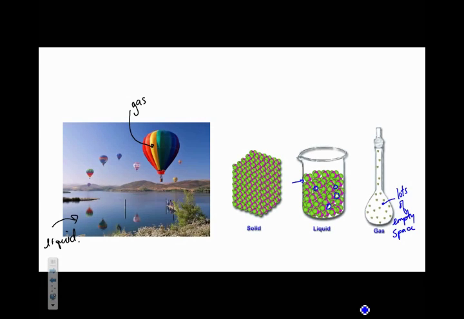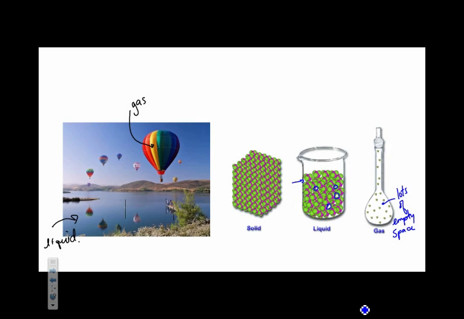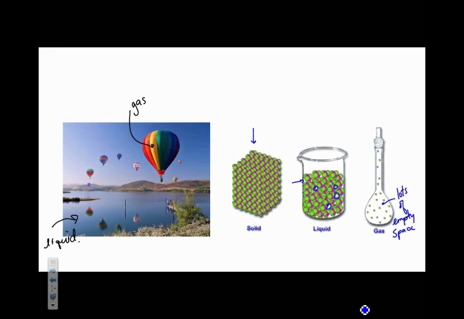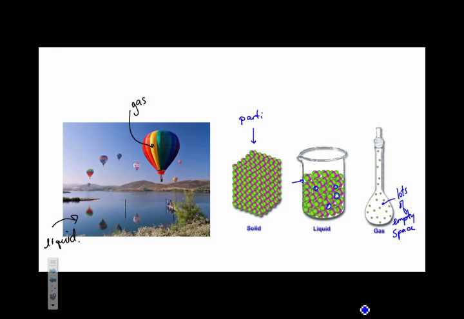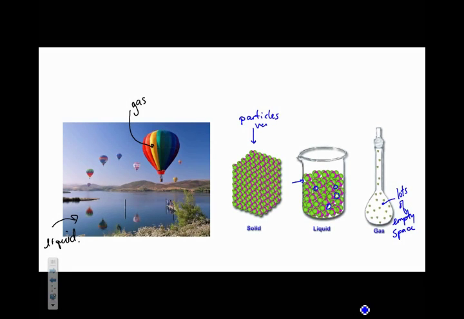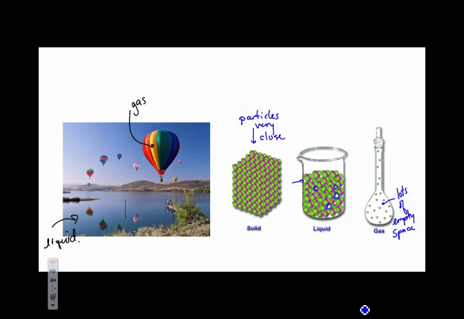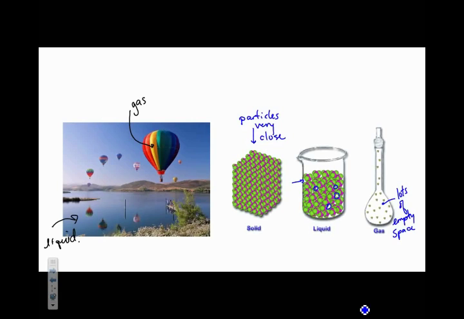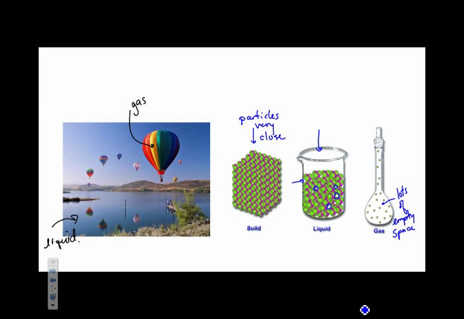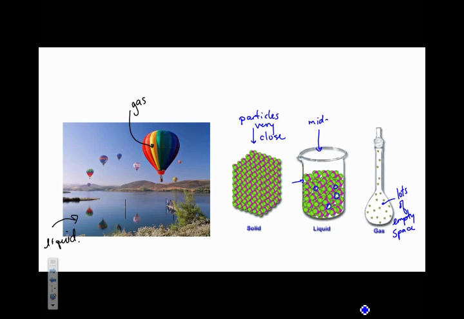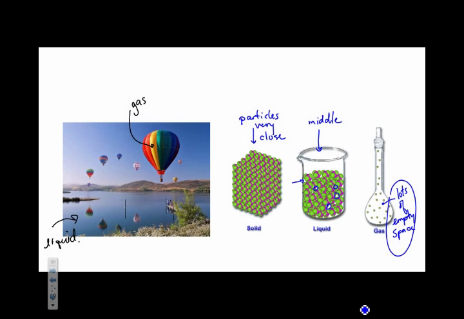So we can talk about solids and liquids and gases in terms of how close the particles are. In a solid, the particles are very close, and because they're very close, that impacts the way that solids behave. In liquids, we have particles that are not as close together as a solid, but more close together than a gas. So this is sort of the middle ground. And then gases have lots of empty space in between our particles. So particles are very spread out.